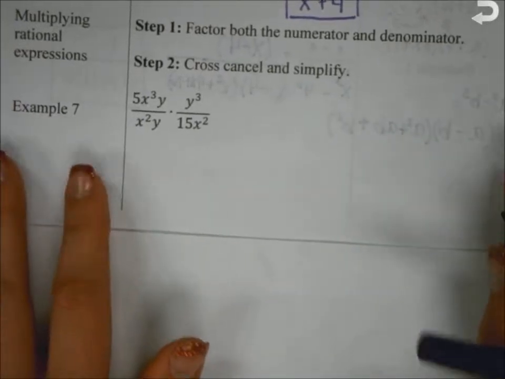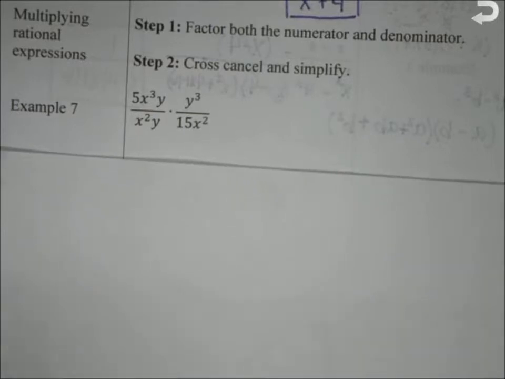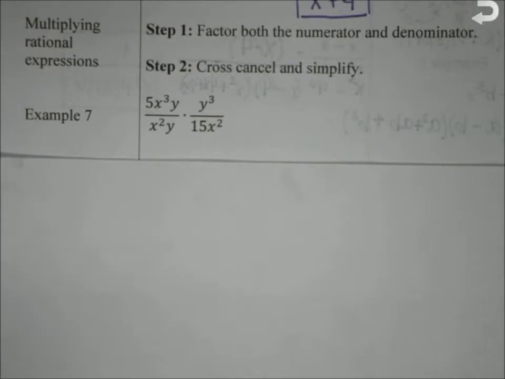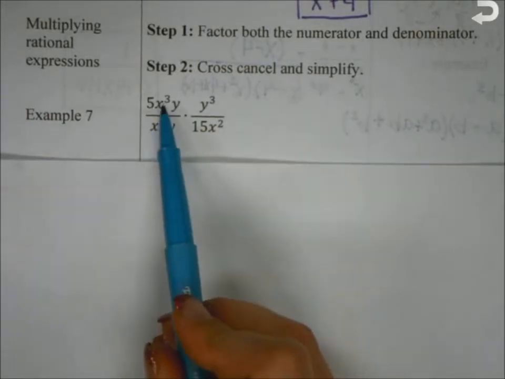Okay, so for example 7, we have 5x to the third times y over x squared y. All of that is being multiplied by y to the third over 15x squared.